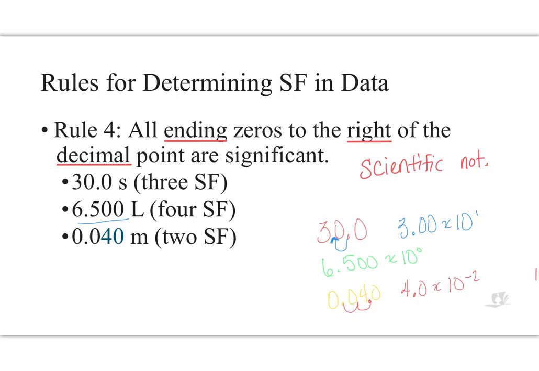What you'll notice about this is when I write it in scientific notation, 1, 2, 3, three significant figures. Here, 1, 2, 3, 4, four significant figures. Here, 1, 2, two significant figures. And so rewriting things in scientific notation is a good way to see how many significant figures do I have. You don't drop the ending zeros when you write it in scientific notation, but you do drop those beginning ones. And so that's a good way to remember which ones are significant.